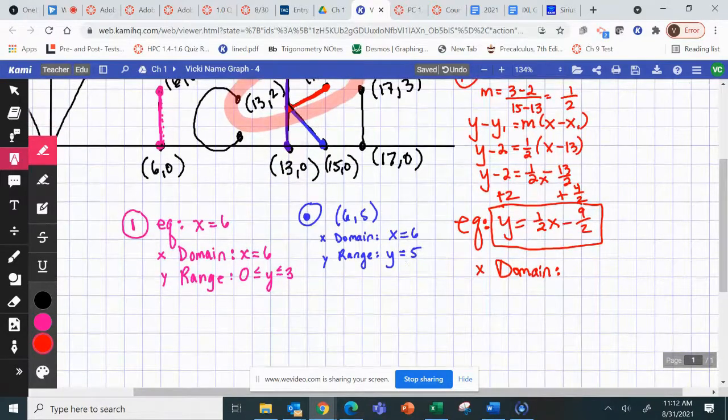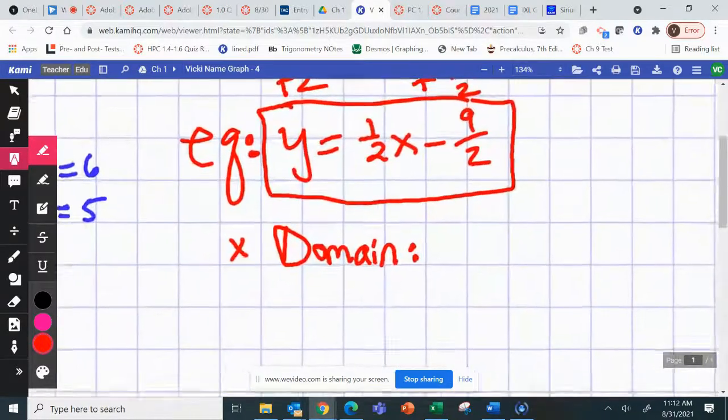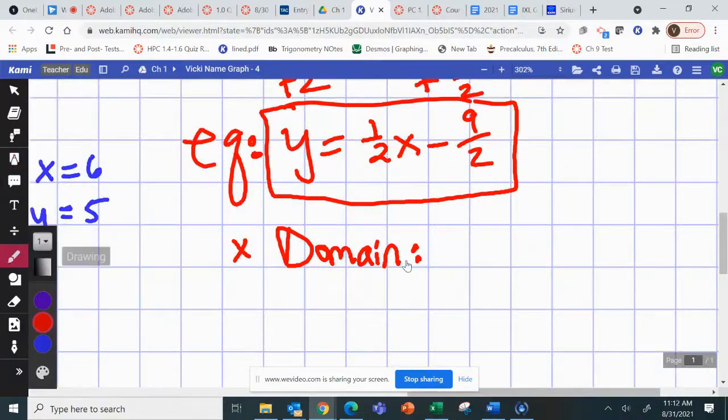That's going to be a compound inequality. It's going to look like 13 is the smallest, 15 is the largest, and these are x's. And then I do less than or equal to for both. That's my domain.